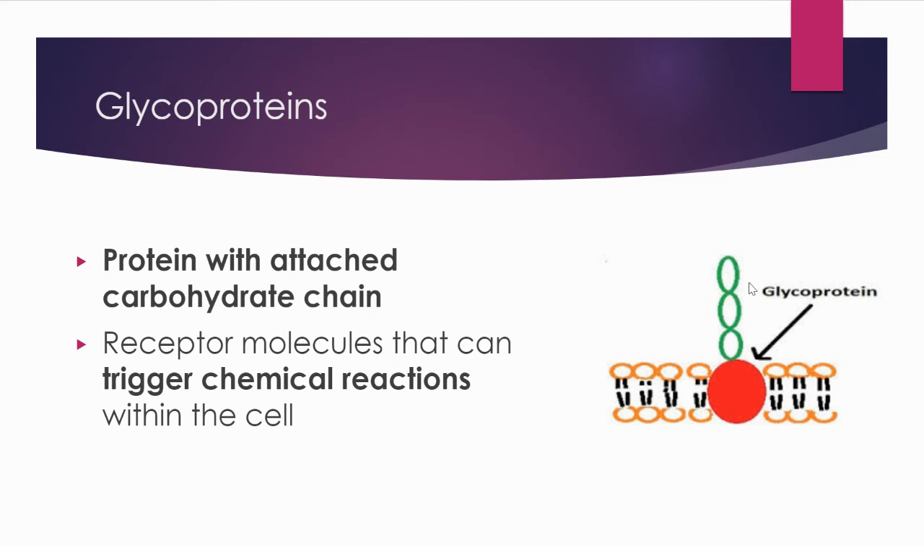All right, last type of protein is glycoprotein. And this has a kind of like glycogen, a carbohydrate chain actually attached to it. So if you see something extra attached to the protein, that could be a carbohydrate chain, and that could make it a glycoprotein. And glycoproteins could be either peripheral or integral. And that carbohydrate chain is used to actually trigger chemical reactions that would take place within the cell.